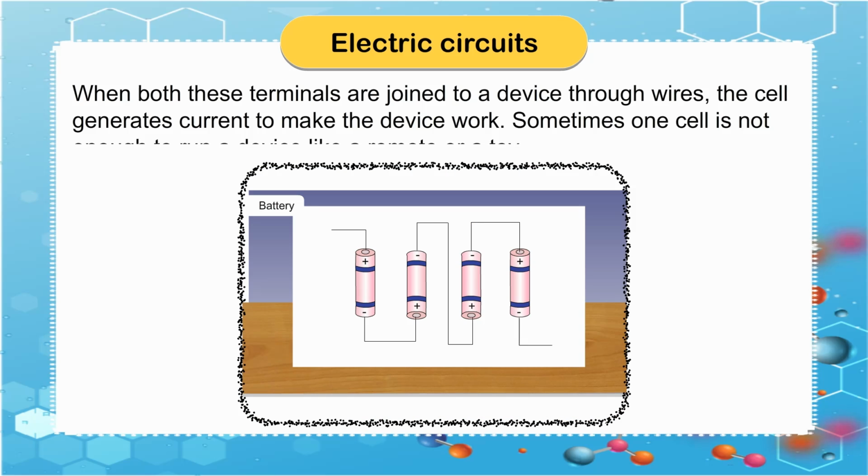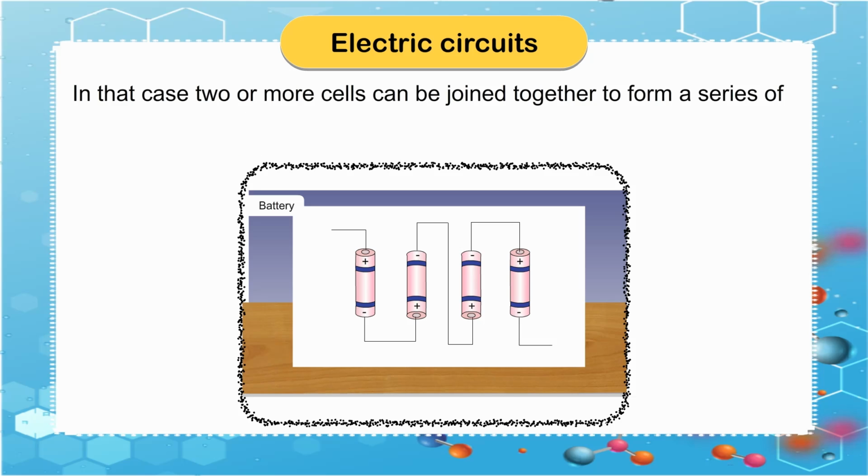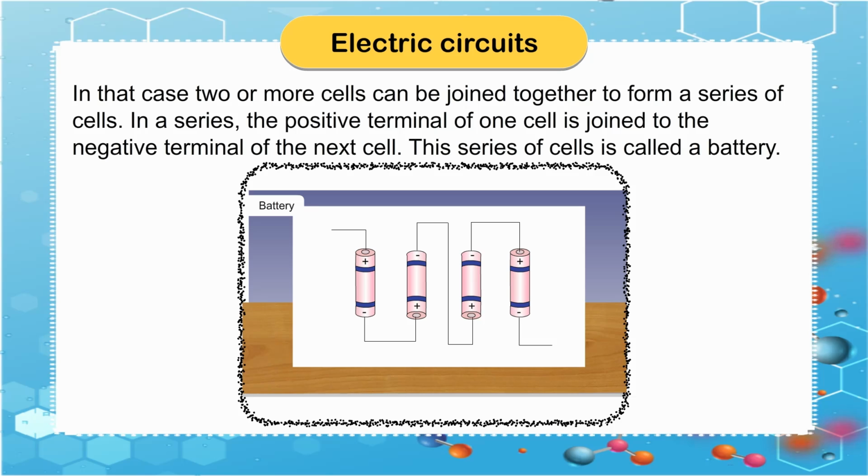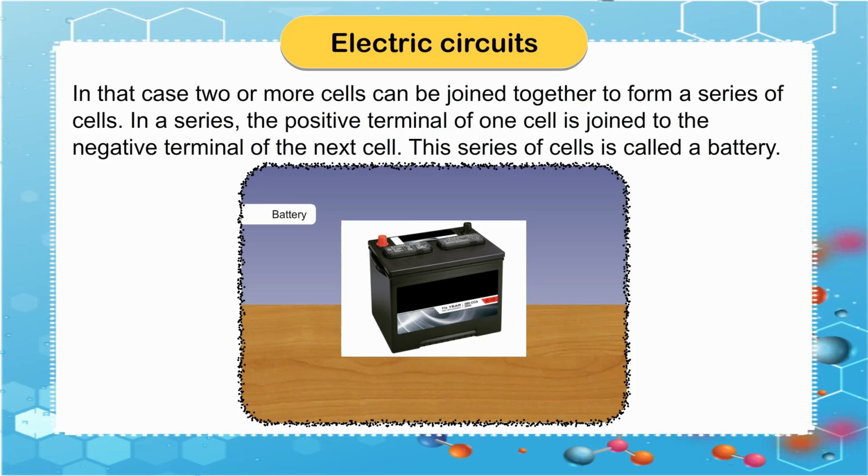Sometimes one cell is not enough to run a device like a remote or a toy. In that case, 2 or more cells can be joined together to form a series of cells. In a series, the positive terminal of one cell is joined to the negative terminal of the next cell. This series of cells is called a battery.